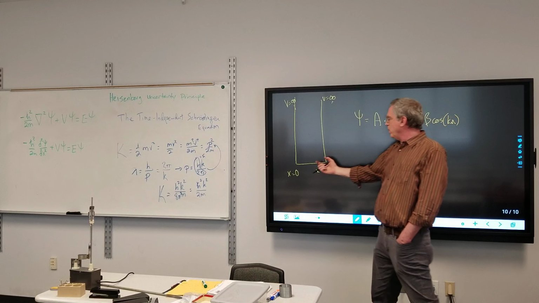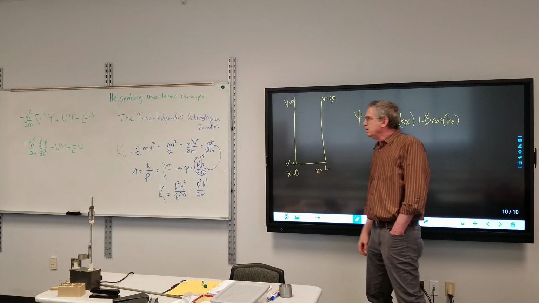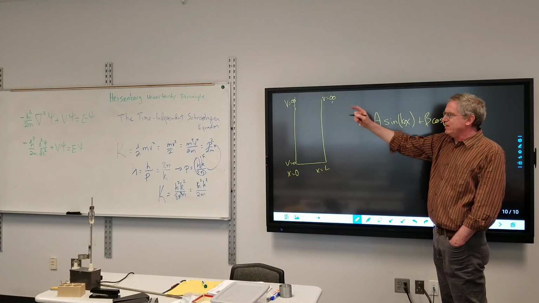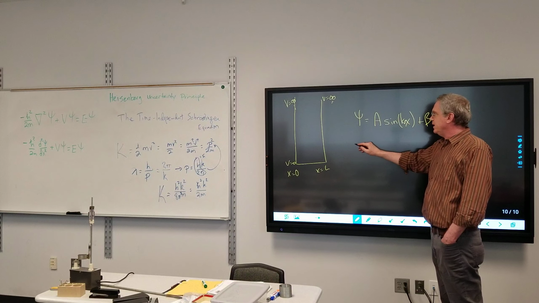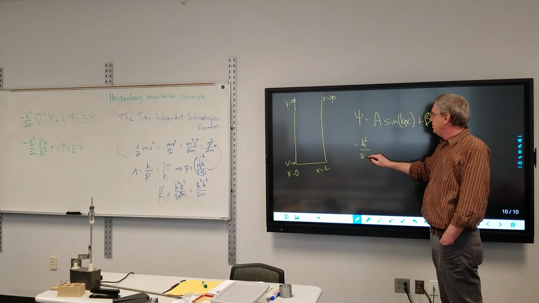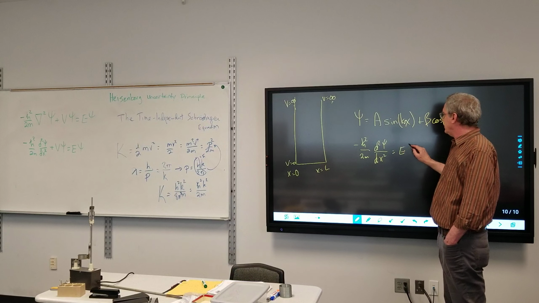In the region where it can exist, my potential is 0. So this is the bottom of the well. Potential is 0 here. So in the region where this exists, that V is 0. So I end up with negative h bar squared over 2m d squared psi dx squared equals E times psi.